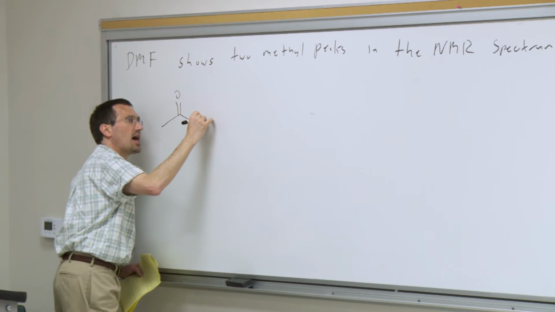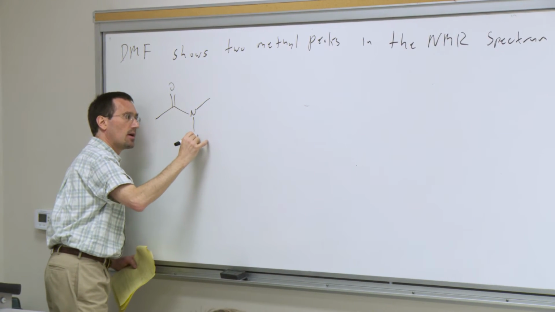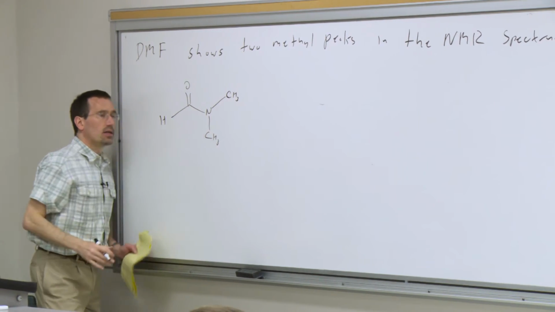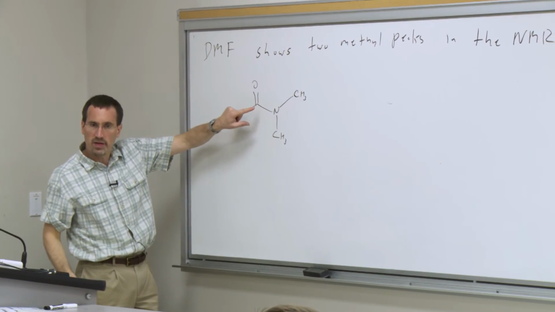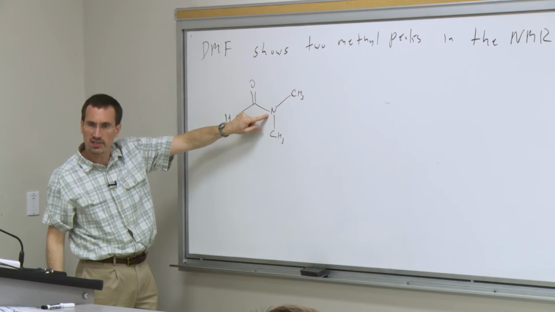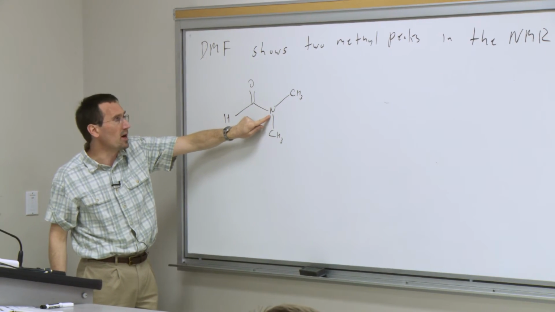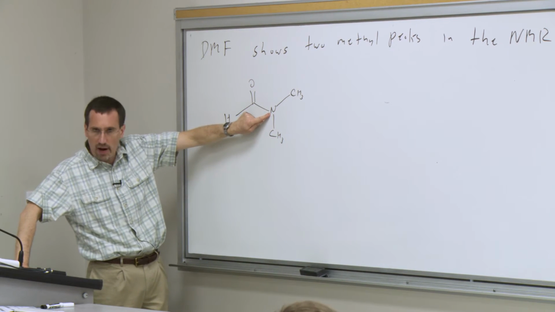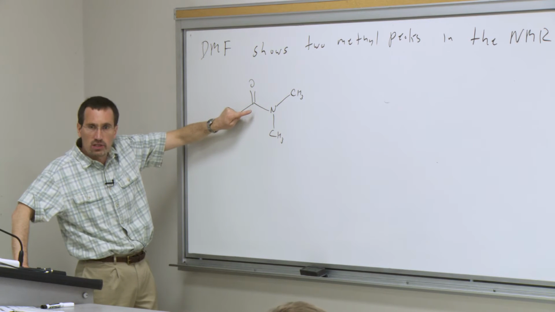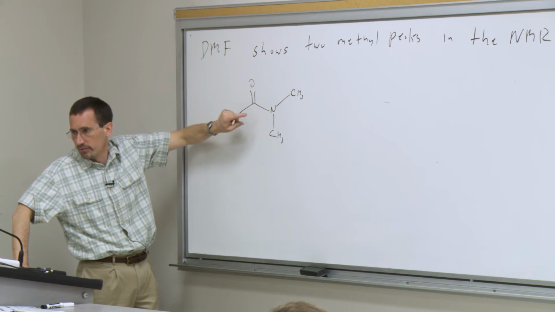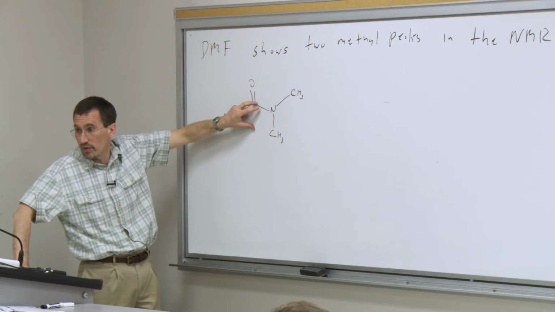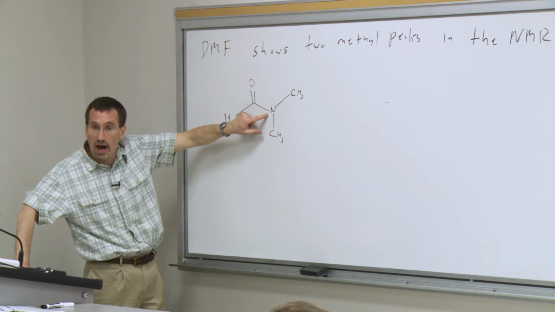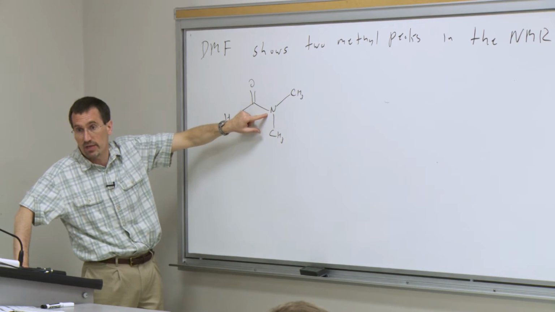Dimethylformamide is the dimethylamide of formic acid. The amide group is planar. You have resonance. You have partial double bond character. The nitrogen, unlike an amine, is not pyramidal. It's donating its lone pair into the carbonyl. You can write a second resonance structure that illustrates it. And that nitrogen then is sp2 hybridized, not sp3 hybridized.